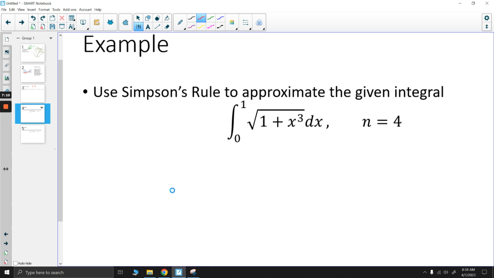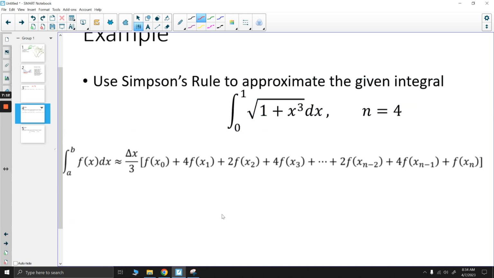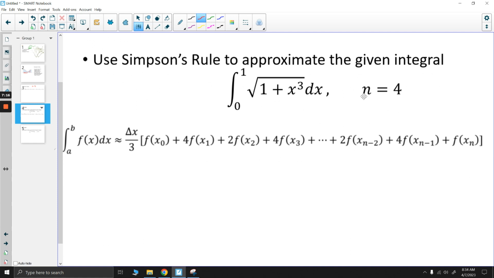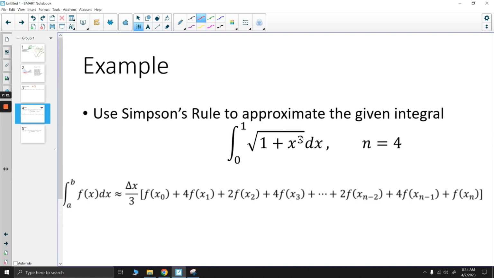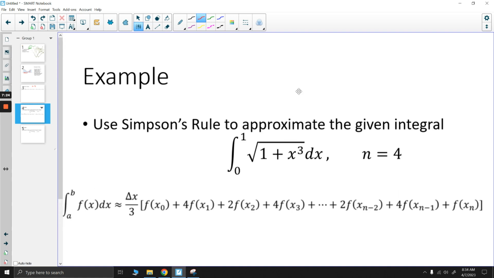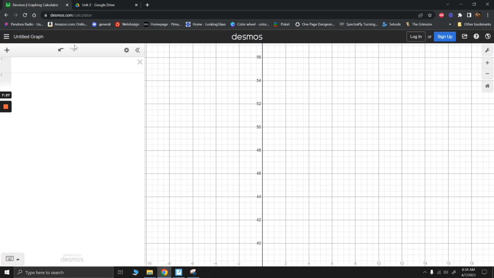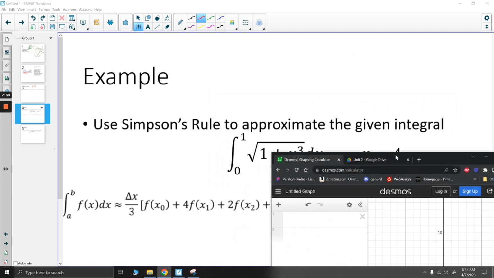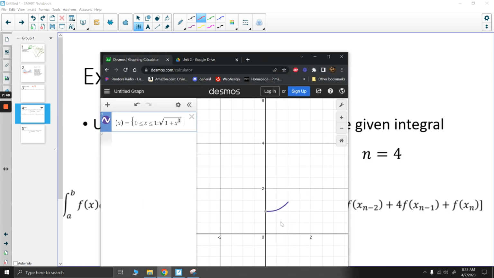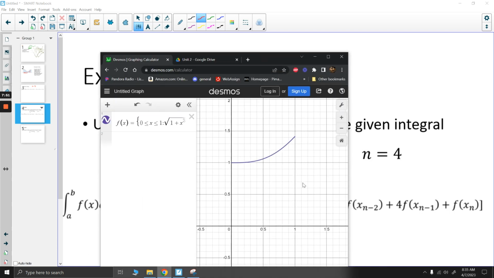Okay, so again, we have our formula. Basically what we're doing is we want our n to be 4, and we're doing it from 0 to 1. Let's go ahead and graph it, actually. That would probably be a better way to visualize it. So we have f of x equal to the square root of 1 plus x cubed, for x from 0 to 1. Okay, so we're looking at this region, and basically what we want to do is separate this into 4 regions.